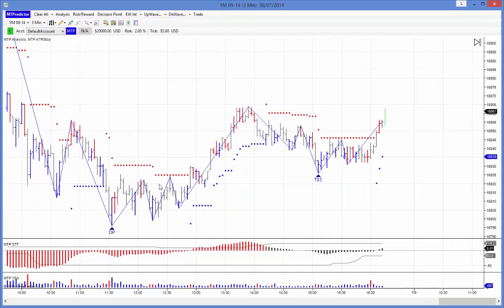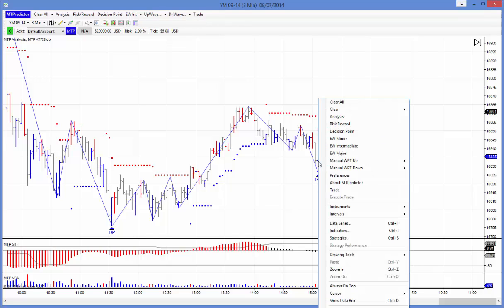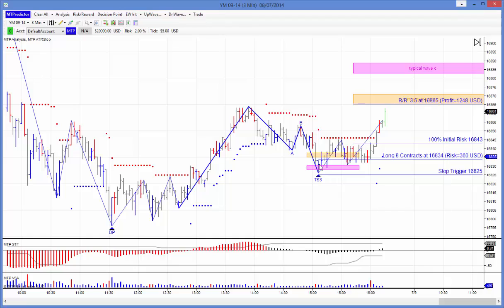If I look at this from my standard MTPredictor or new customers perspective, you can see we had a lovely TS3 buy setup here, which was on a black STF, which is a neutral trend. Therefore we place the analysis on this blue buy bar here. Just by right mouse click to analysis, you can see the market came in.